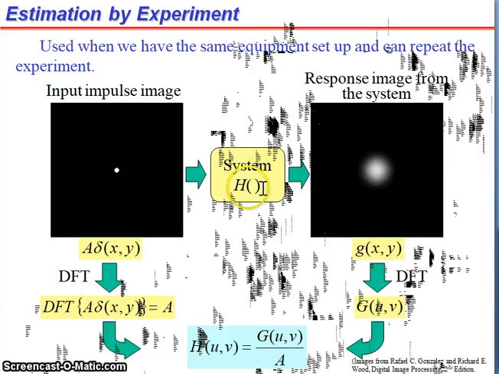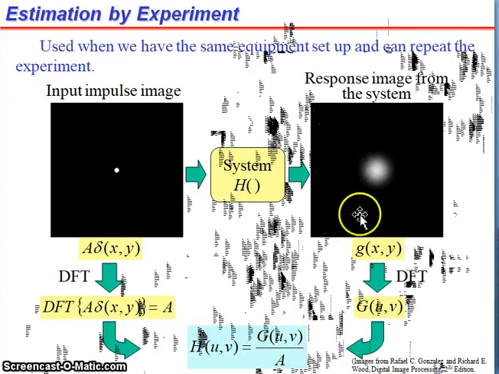So what is the estimation of the degradation function here? To find that out, I am using this method. H of u comma v is nothing but G of u comma v by A. Based on this, I know the G of u comma v from g of x comma y, and of course A is the constant. Based on this, I can easily find out H of u comma v.